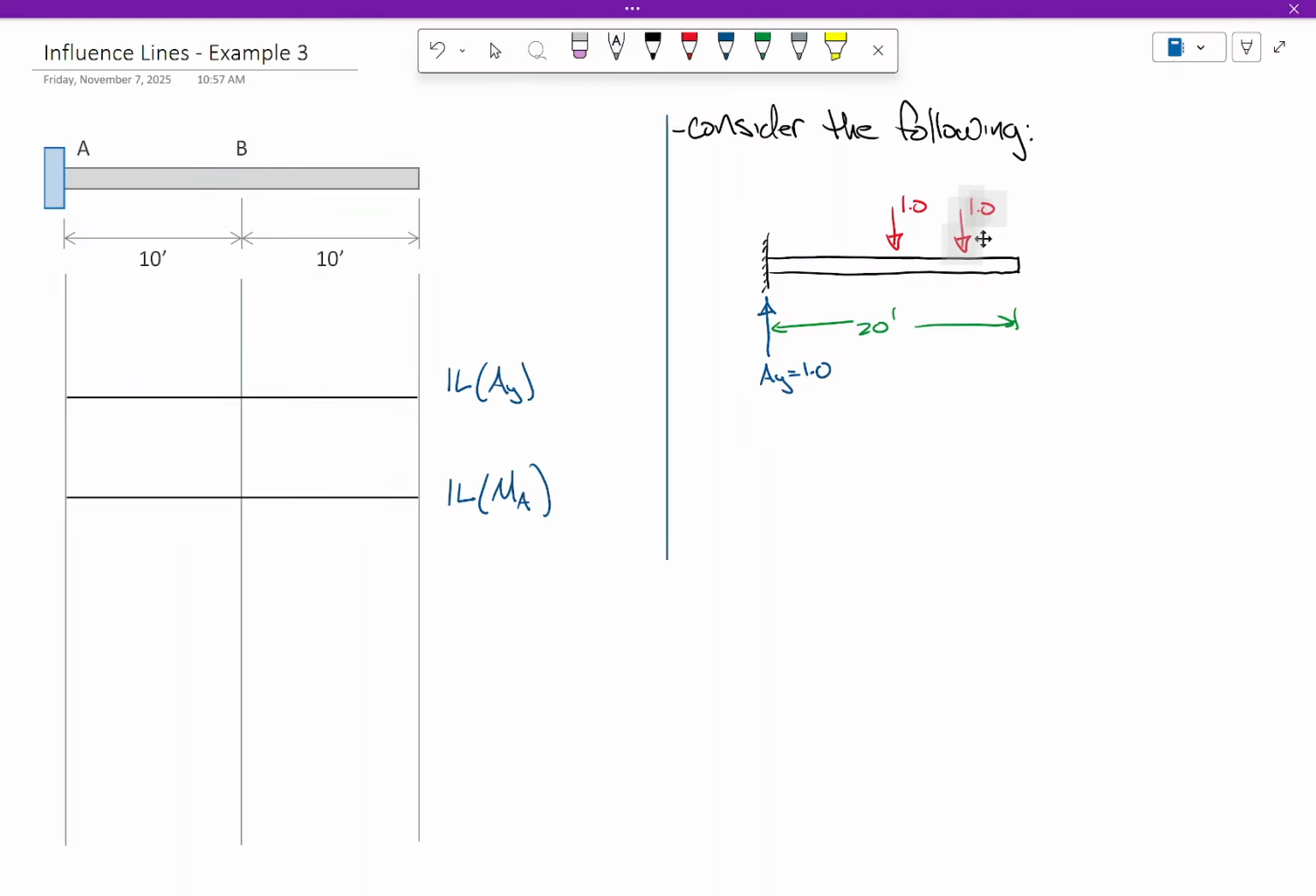Does it matter if I put the load here? Does it matter if I put the load here? So what you're saying, Mr. Cartwright, is I can put that load anywhere across the span and AY equals 1. That no matter where the load is, the vertical reaction equals 1. Is that what you're saying? Yes. That's 100% correct. Okay? So much so that I propose that the influence line for the vertical reaction at A is a horizontal line.